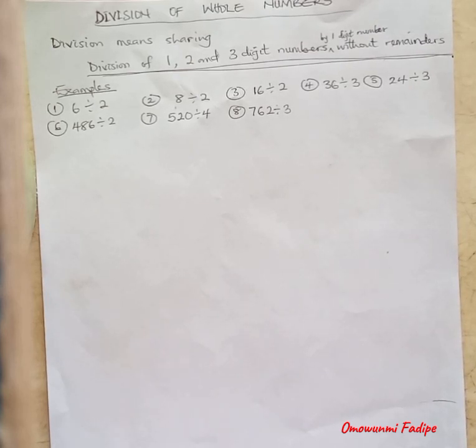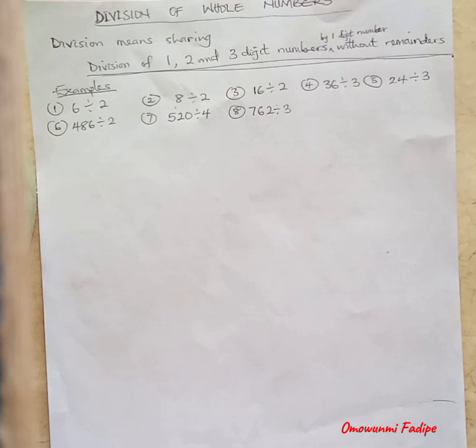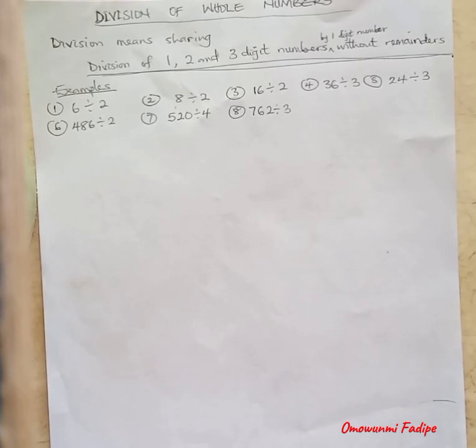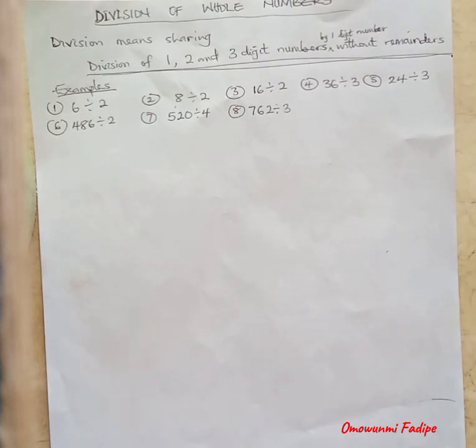Number 1, I have 6 divided by 2. Number 2, 8 divided by 2. Number 3, 16 divided by 2. Number 4, 36 divided by 3. Number 5, 24 divided by 3. Number 6, 486 divided by 2. That means we are getting into 3-digit numbers. So now let's go to how we are going to be doing it.